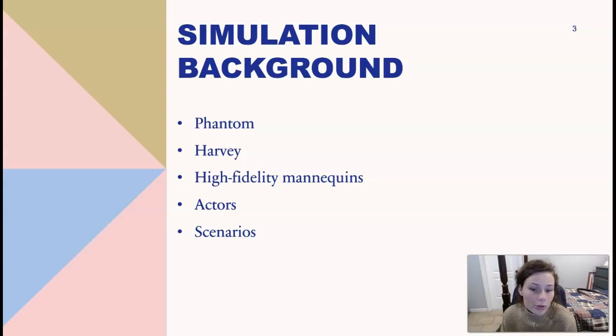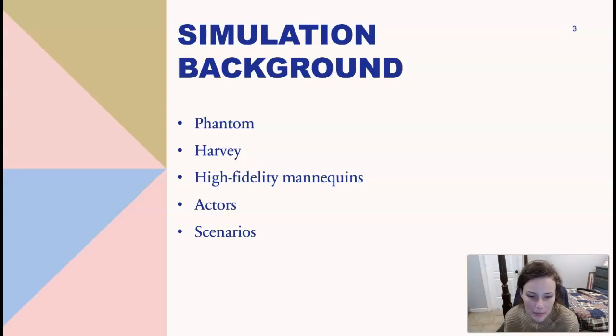And then we also utilize actors. So actors can be utilized for like family or the support person or whoever's with the patient for that particular scenario. And this allows the students to learn communication and to acknowledge that there are going to be other people that you're going to have to talk with in the room besides just the patient. And so that's something that is really important that we teach our students, how to communicate with not only the patient but the family or the support person.